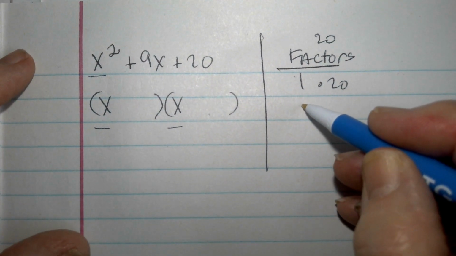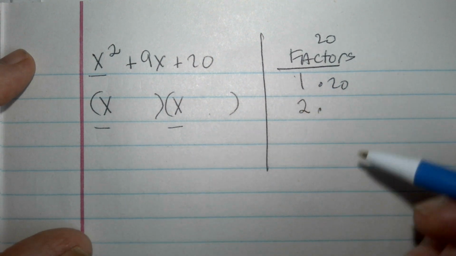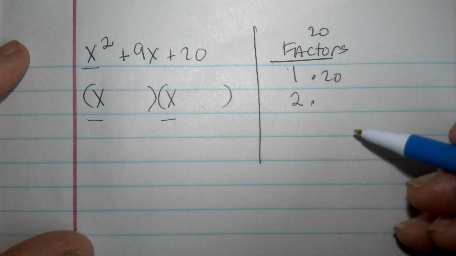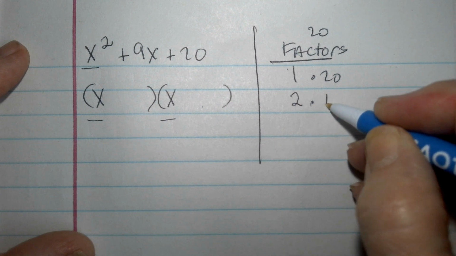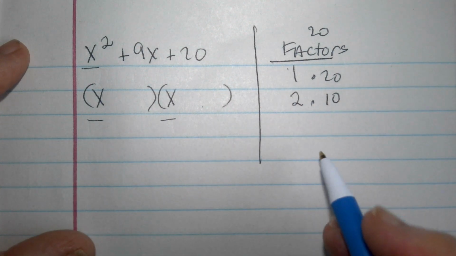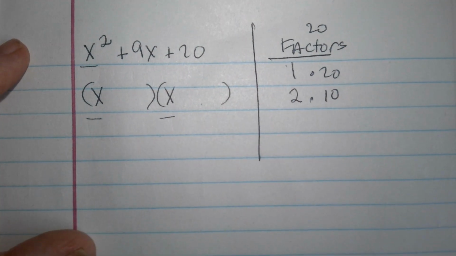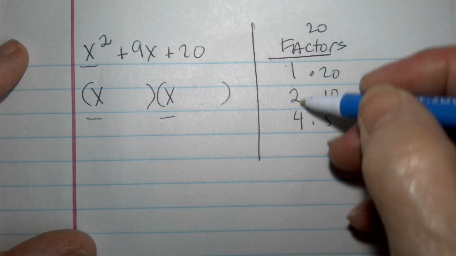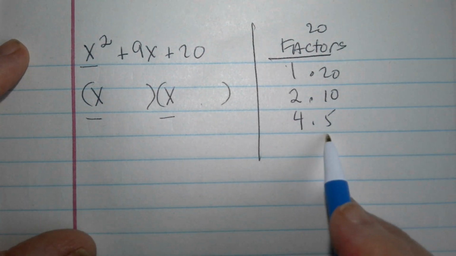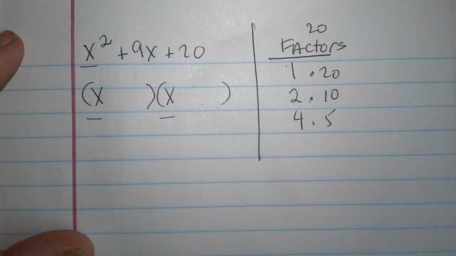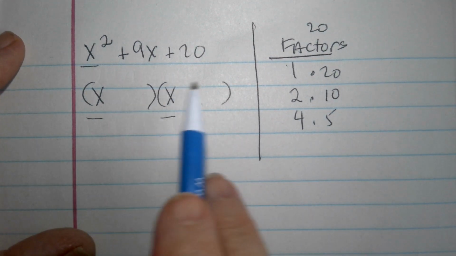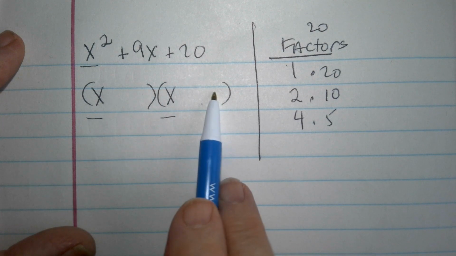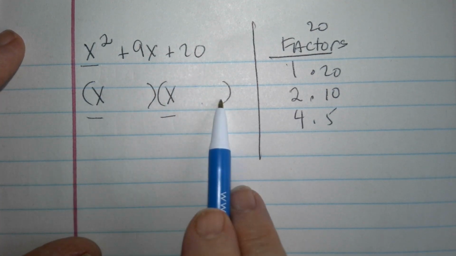Write them all down, and you're going to see how I get my final answer. What's the next factor? 2 times what would also give me 20? 2 times 10. Who knows another way that I could get 20? 4 times 5. And if you do them all in order, once I have 4 times 5, there's nothing left to check. So it could be a 1 times 20, a 2 times 10, or a 4 times 5.